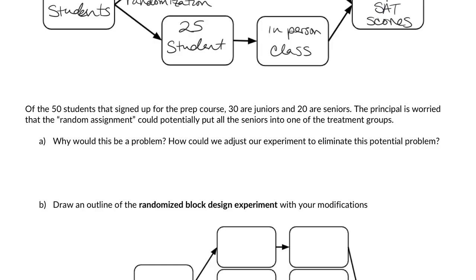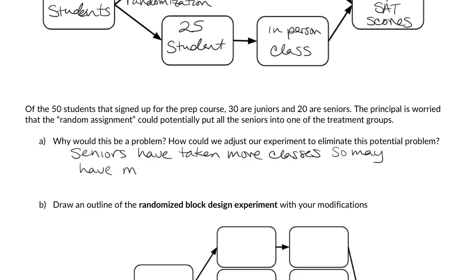Well, the seniors, so don't they have like more knowledge, I guess? Yes, exactly. Theoretically, seniors would have more knowledge because seniors have taken more classes. As a junior, normally you're in the classes that are learning the concepts that are on the SAT, and as a senior, you've already learned the concepts that are on the SAT. So seniors have taken more classes, so they may have more knowledge, which could affect the scores.